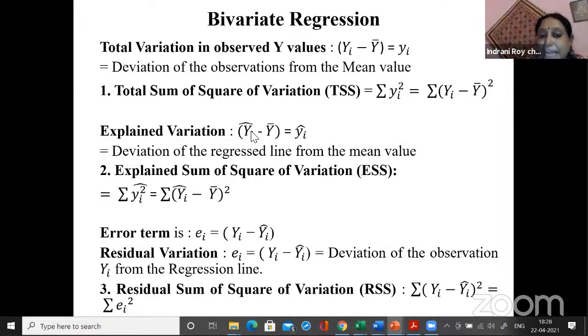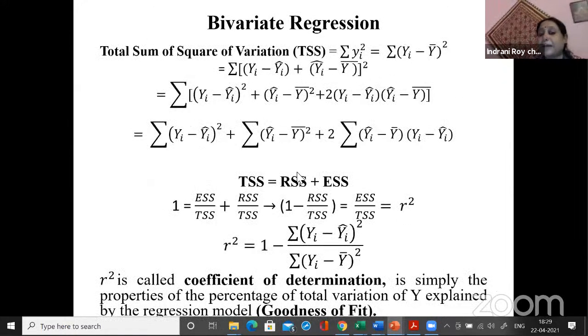So in that case, if you take these deviations and then take the squares and take the sum of that, you get the explained sum of squares, which is this one. So you have three concepts of the sum of the squares. One is the total sum of squares, another is the explained sum of squares, and the third one is the residual sum of squares. And it can be shown mathematically that this total sum of squares is the sum of the residual sum of squares and the explained sum of squares.